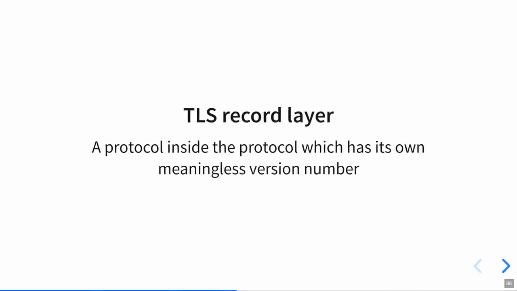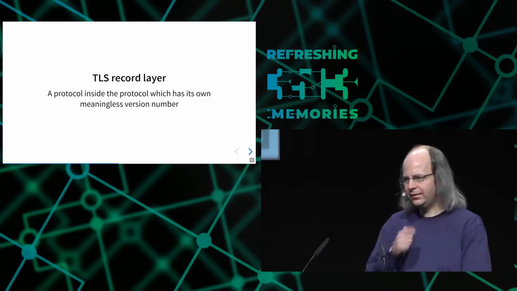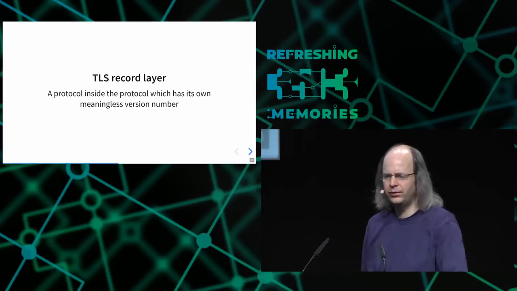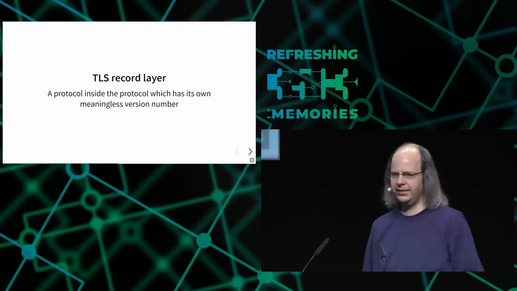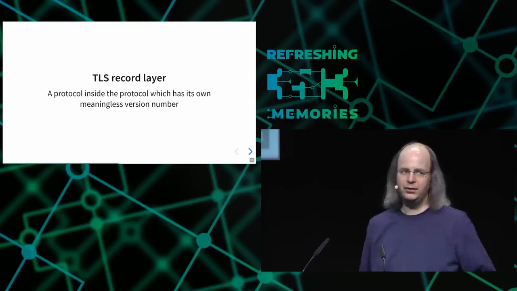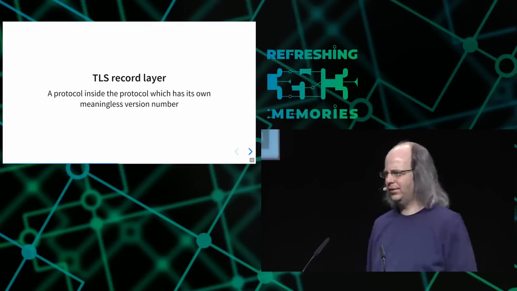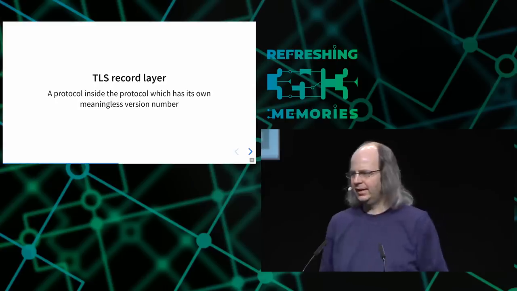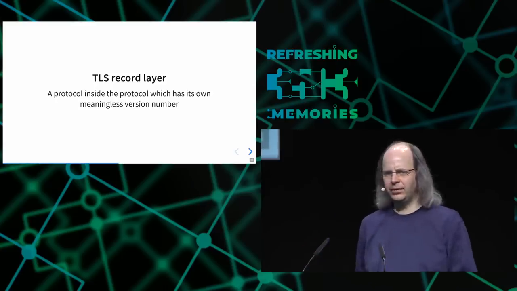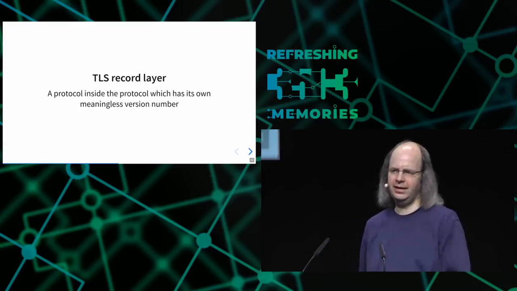So the very first version you saw earlier in this Wireshark dump was the so-called record layer. And this is kind of a protocol inside the TLS protocol, which has its own version number, which is totally meaningless, but it's just there. And it turned out, for compatibility reasons, it's best to just leave this on the version of TLS 1.0, and then we have the least problems. This record layer protocol is kind of the encoding of the TLS packages.